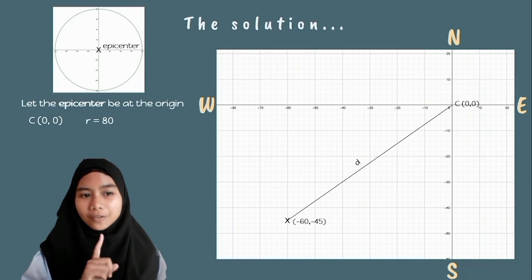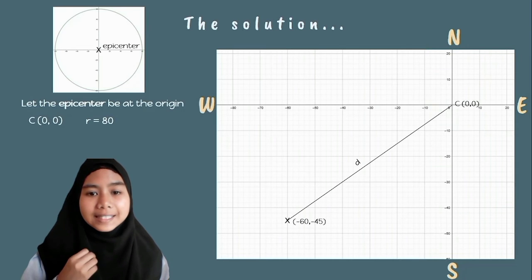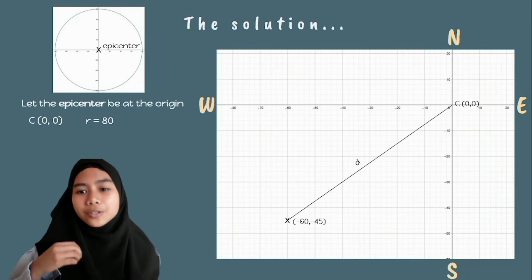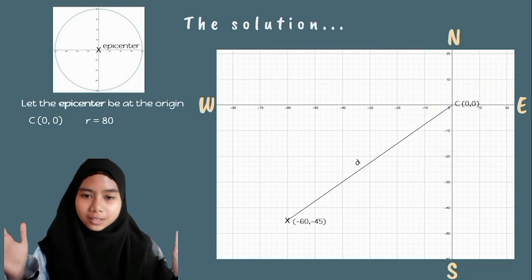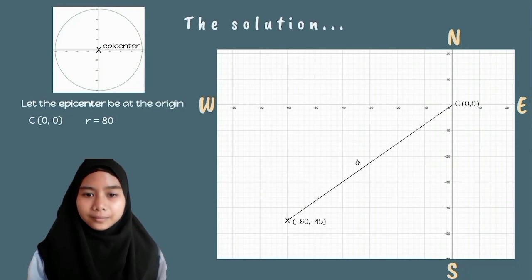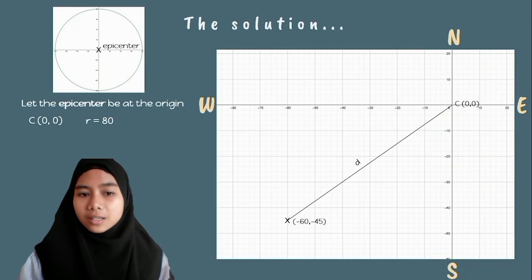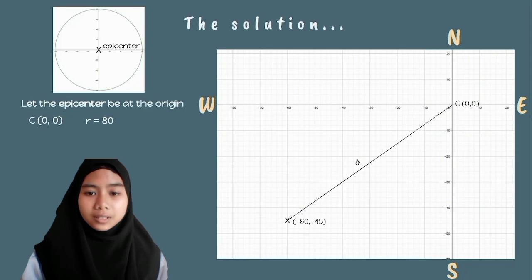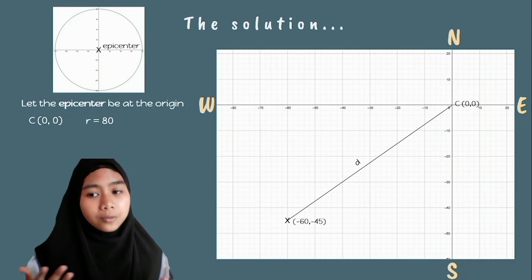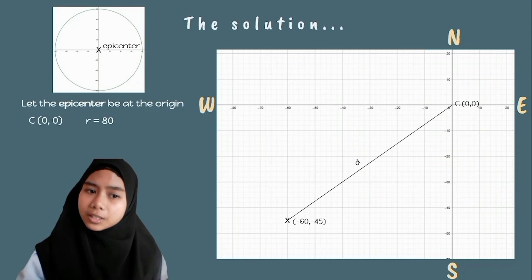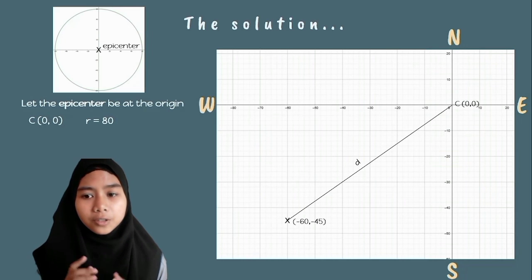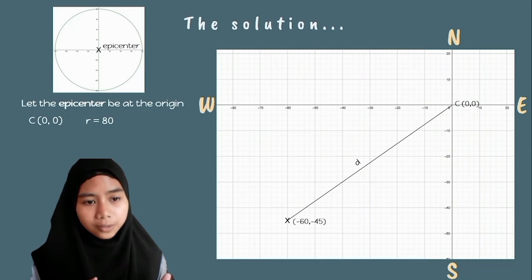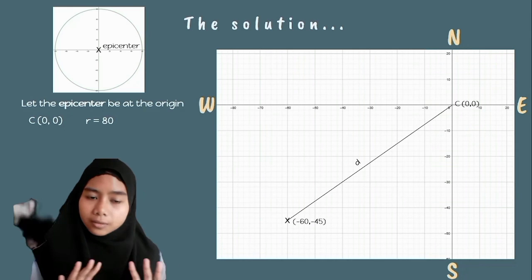So, one way to solve this problem is to get the distance from the epicenter to your location. Then we will compare the distance to the radius of the given circle. If the distance is less than 80 miles, the radius, then obviously you are within the coverage of the circle, thus you can feel the earthquake. But if the distance is greater than the radius, 80 miles, then you are out of the coverage of the earthquake, meaning you cannot feel the earthquake.